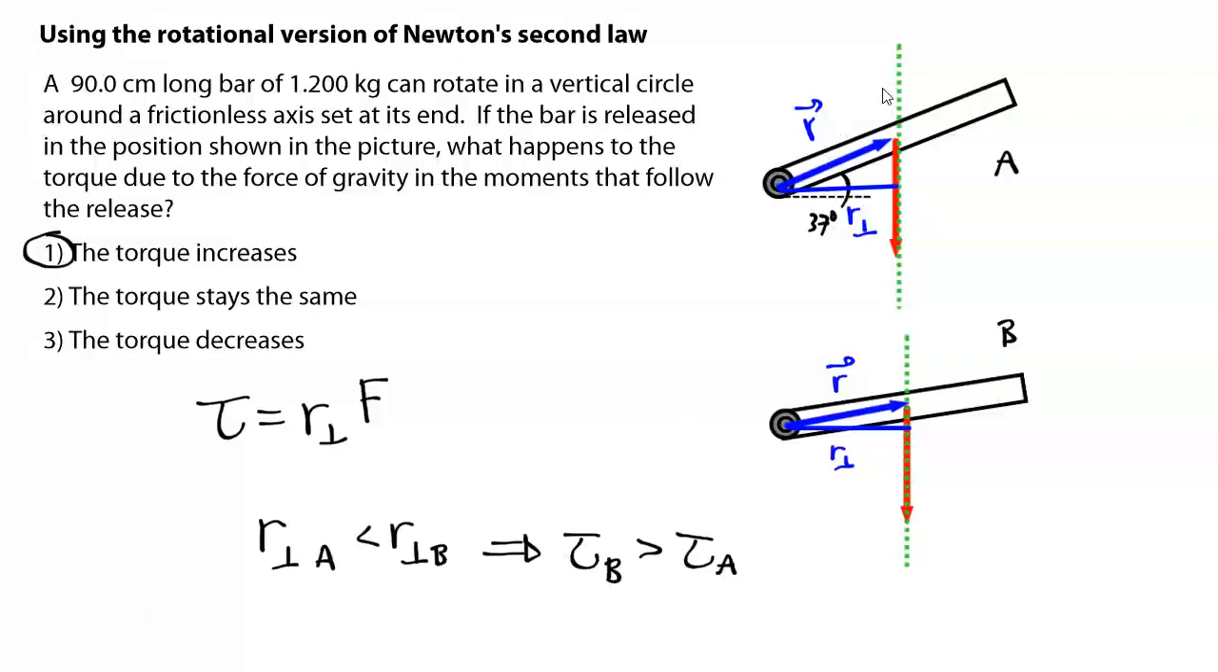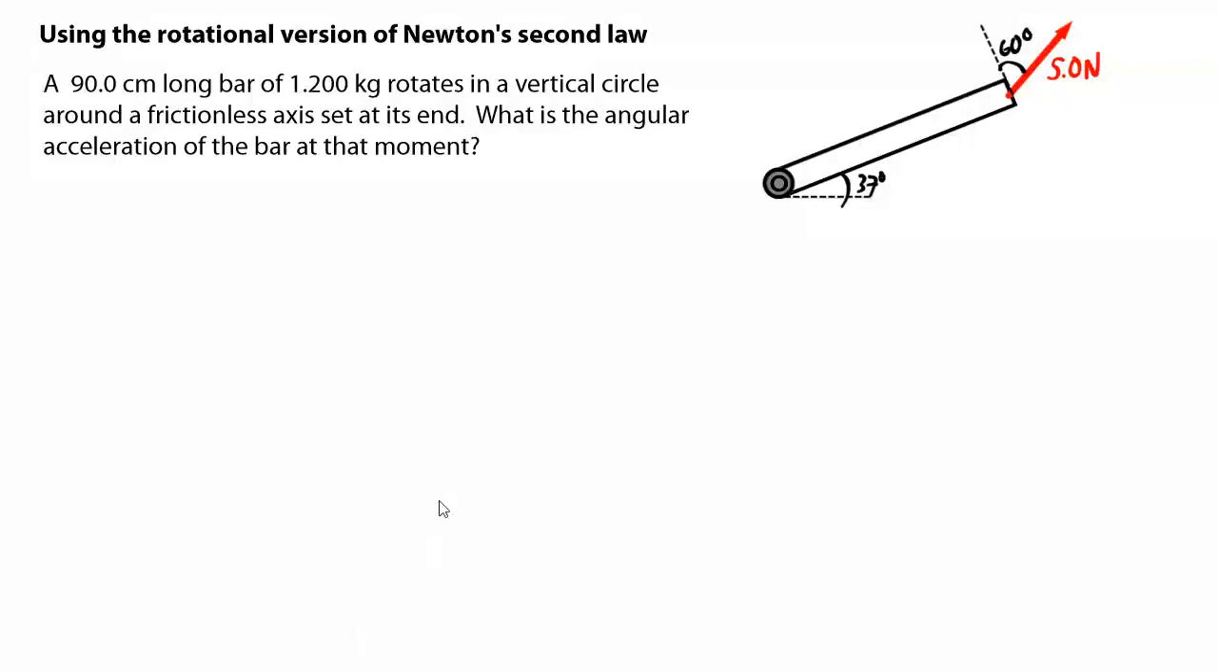This means that the torque due to the force of gravity is not constant. As the object rotates, that torque will keep changing. So when we look at these types of problems, often we will calculate the torque at one given orientation of the bar, and that's the only thing that we can do in these cases. So that's actually the problem that I want to look at.